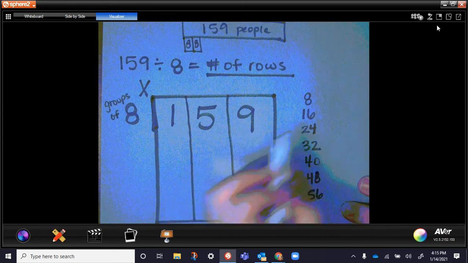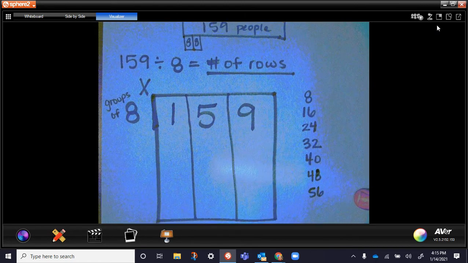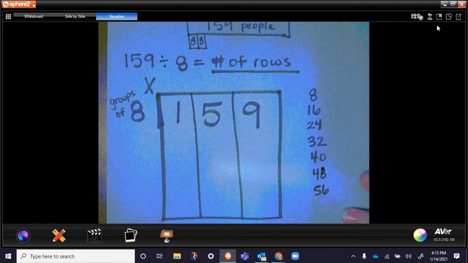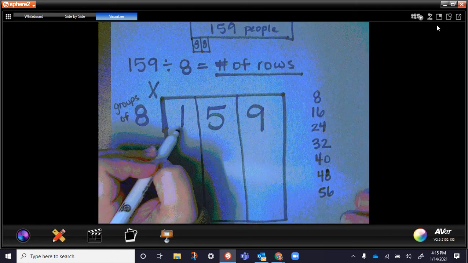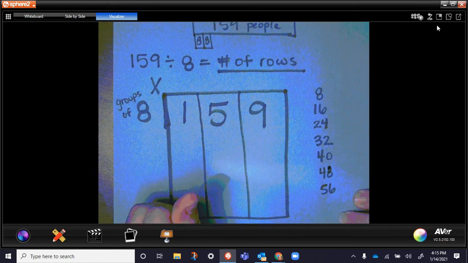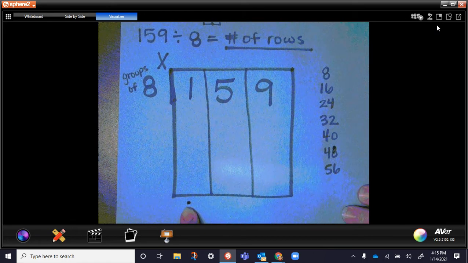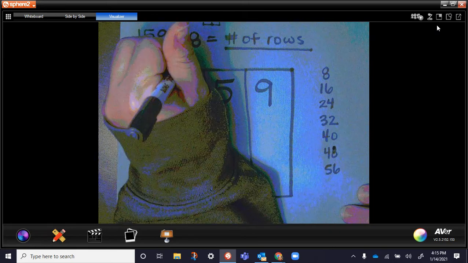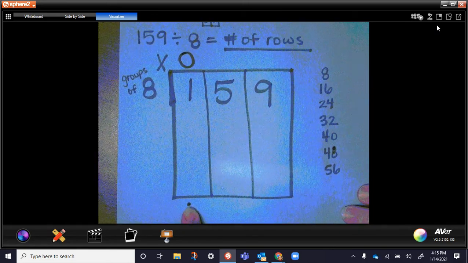56. And I'm just going to keep going and making my list. Okay, I may need more later, so we'll see. And then I can always add more. So my first box here, I only have 1. So if I just have 1, I cannot make any groups of 8. So there are 0 groups of 8 with only 1.